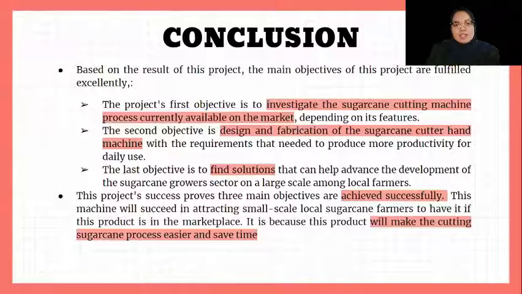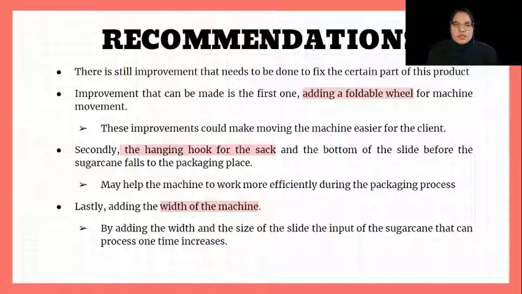These are some suggestions for improvement. The installation of tires at the machine legs, for instance. This is to make the machine move easier. The sack hook comes next. This is because the hook can be used to hang the sack in the packaging process.